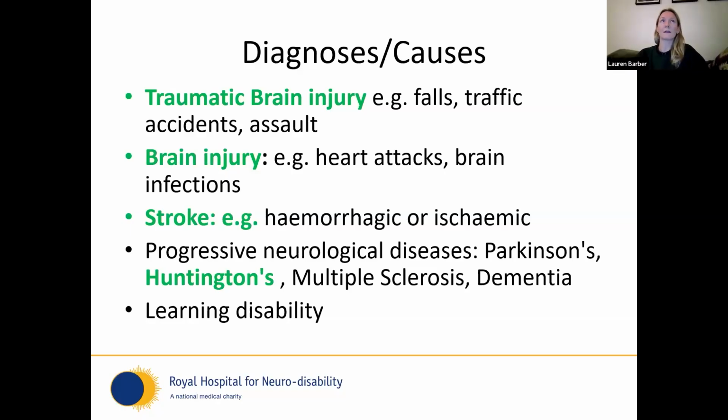And all of these are things that affect the nerves within the brain and how they communicate with different parts of the brain and with the body. And the term progressive means that it develops and unfortunately gets worse. And the neurological part of that just means it happens within the nervous system, which is the brain and the spinal cord. And then there's also learning disability, which can affect things like communication and swallowing as well.